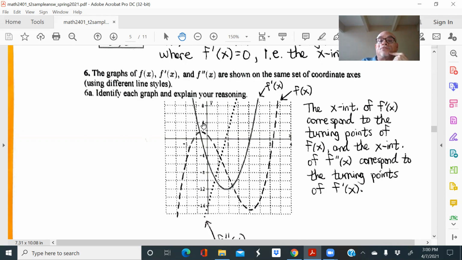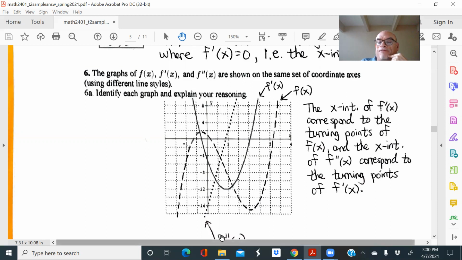So that's a strong clue that the dashed curve is our original function f, and the solid curve is its derivative, because the x-intercepts of this solid curve match up with the peak or valley turning points of the dashed curve. So that's how I deduced that this dashed curve was the original function f, and then the solid curve is its derivative f prime.